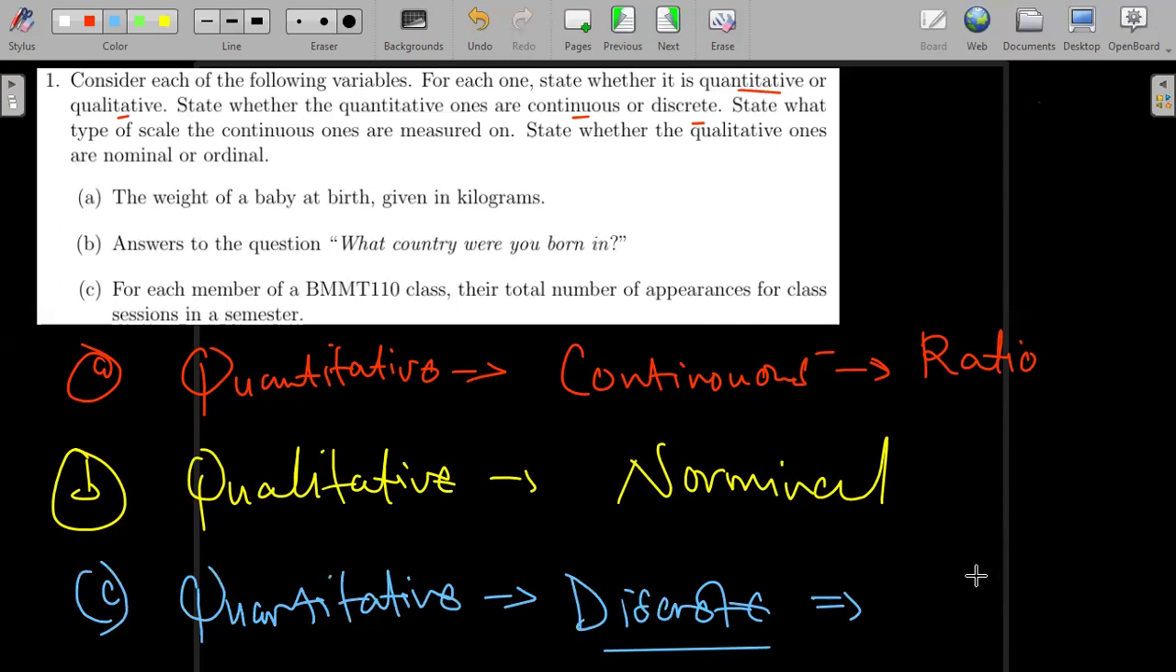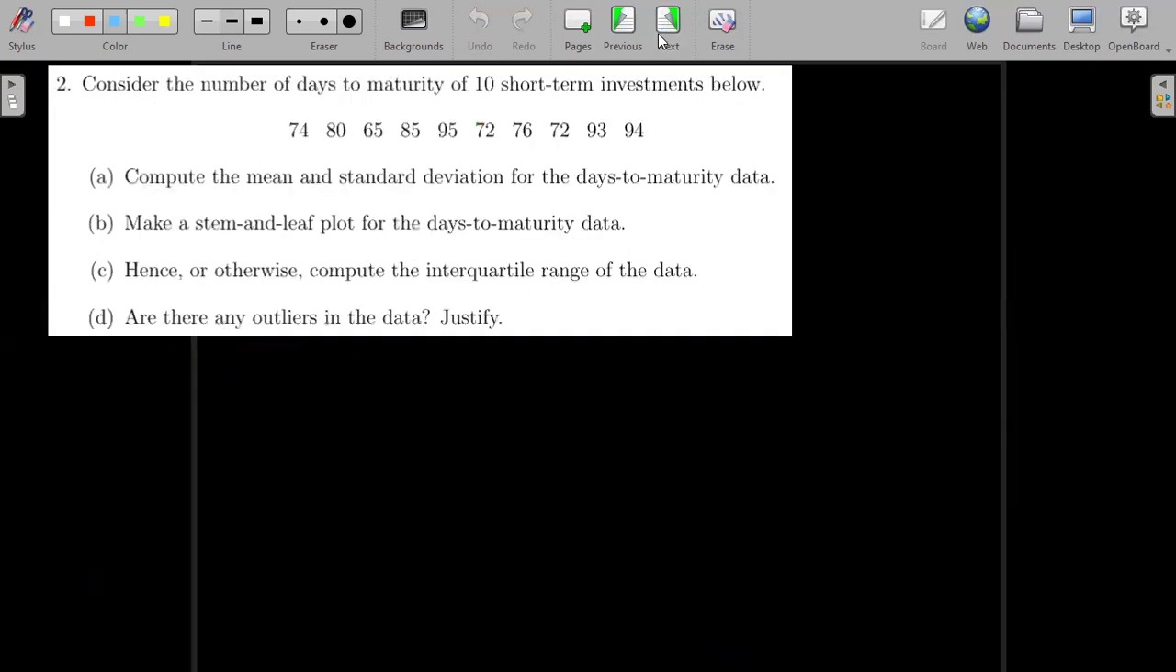Maybe we try the nominal and the ordinal. So the total number of appearances for a class, let's say, is it ordinal or is it nominal? What would you say? You can pause the video and then you try. So it turns out that we can't classify it because it's not continuous. So we are going to leave it just like that. All right, so let's move to question 2.